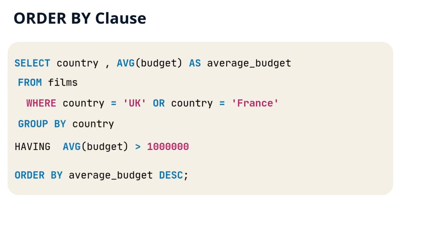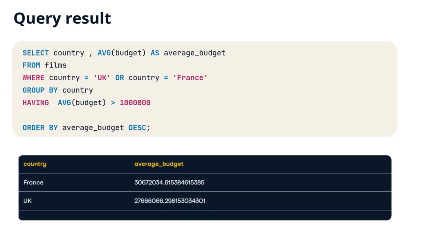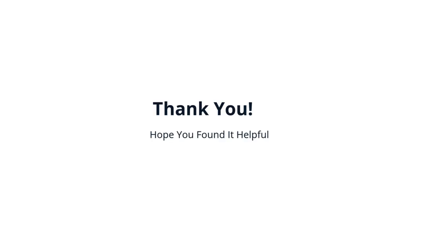Finally, the ORDER BY clause organizes the result. This sorts the result set in descending order of average budget, so the country with the highest average budget appears at the top, and that's it. The query is complete. Here is the output of our query, which shows the average budget for the UK and France filtered and sorted as specified.